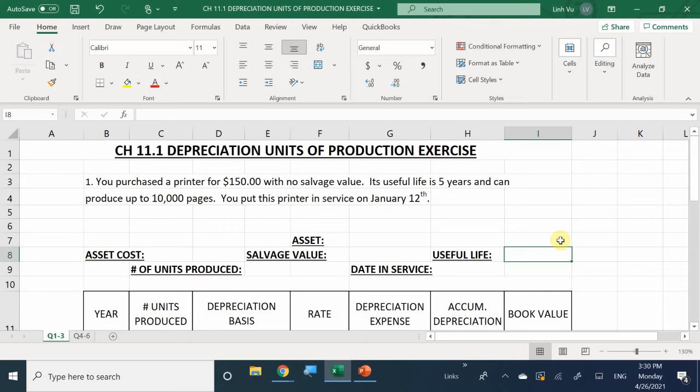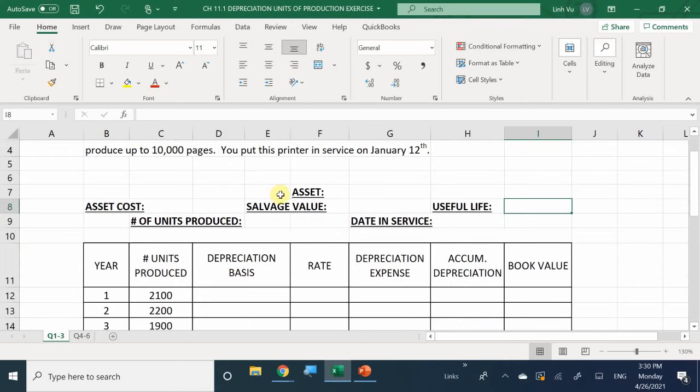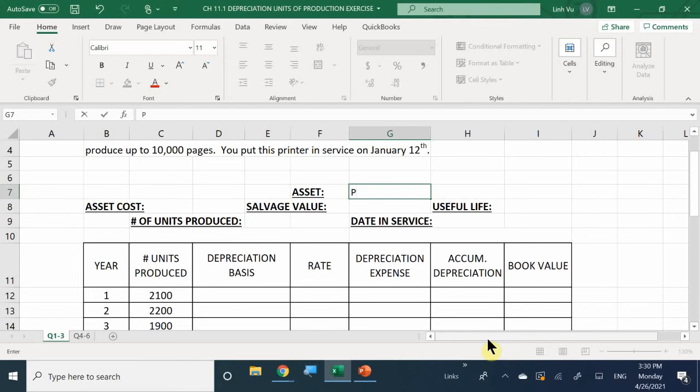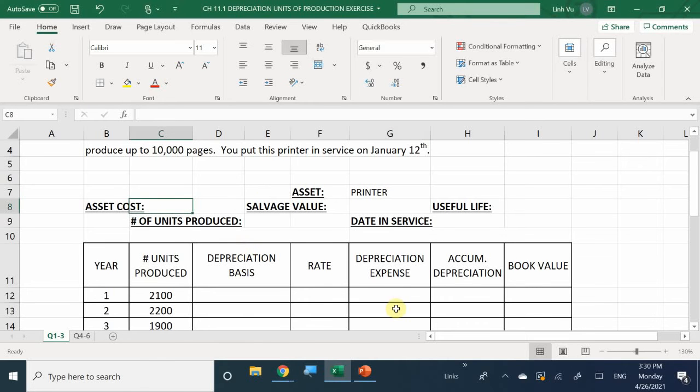Let's go ahead and talk about the components we need. We already know what the depreciation basis is. So what is my asset? What did I buy? A $150 printer. You bought a printer, and it was for $150. Good. What's the salvage value? Nothing. That means at the end of its life, it should be worth nothing. $0 value.